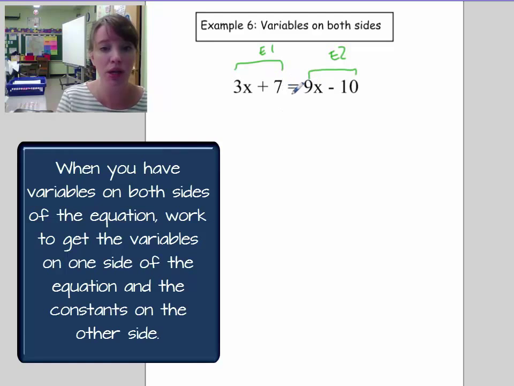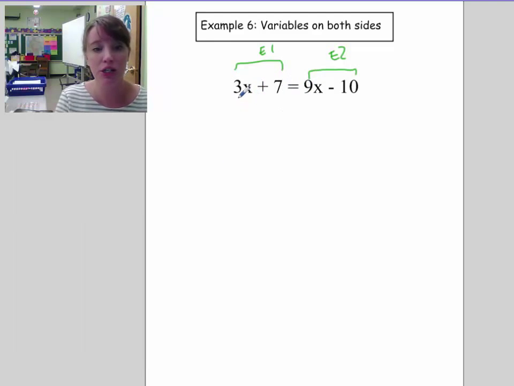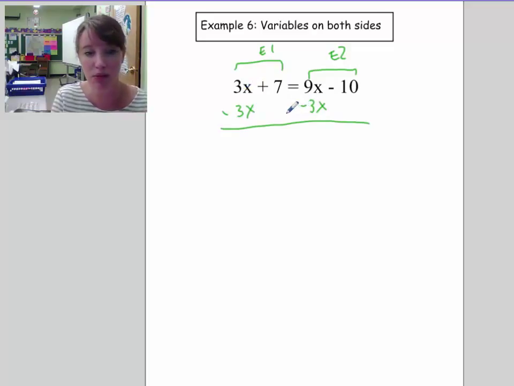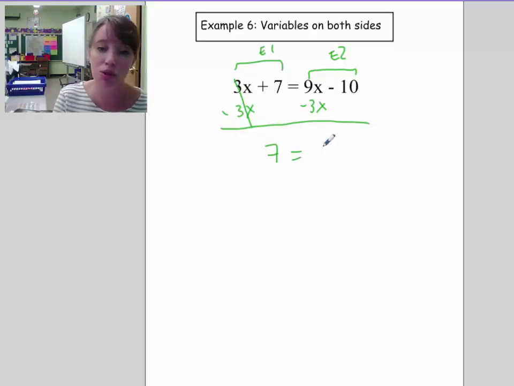Now, in order to do that, my strategy is always to take the smallest amount of the variable and subtract it from both sides, because then I end up with a positive coefficient to my variable. Okay, but it doesn't really matter. You could have a different strategy. There's many different ways to do this. So I take the 3x away from the left-hand side, so I have 7 is equal to 6x plus 10.